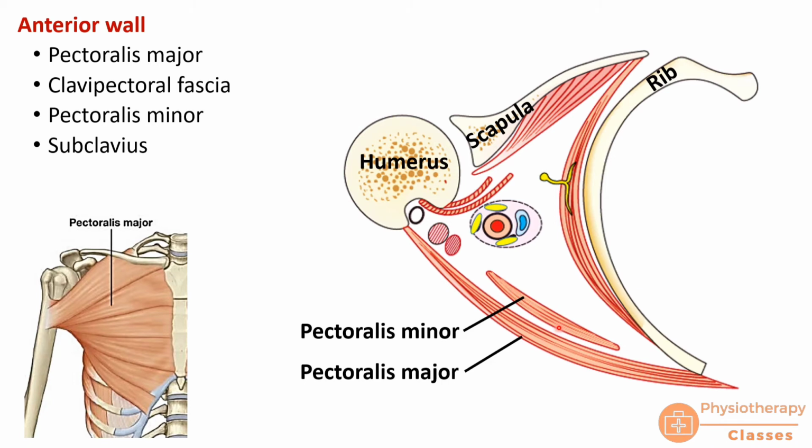In the cross section, we cannot see everything because this is taken at the level where the pectoralis minor has come. If we had taken it from a slightly higher level, then the subclavius muscle would come into the picture. So this anterior wall is clear. Repeating one last time: pectoralis major, clavipectoral fascia, pectoralis minor, and subclavius muscle. This is the anterior wall.